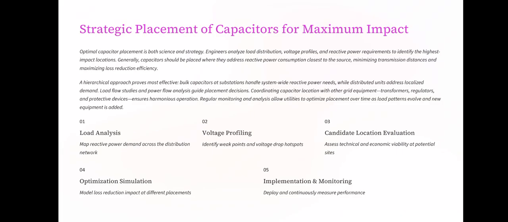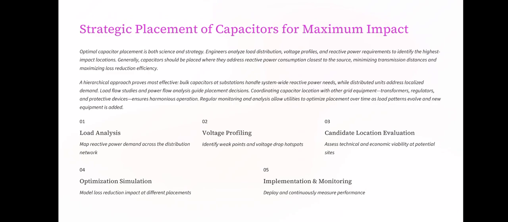Strategic placement of capacitors for maximum impact. Optimal capacitor placement is both science and strategy. Engineers analyze load distribution, voltage profiles, and reactive power requirements to identify the highest impact locations. Generally, capacitors should be placed where they address reactive power consumption closest to the source, minimizing transmission distance and maximizing losses reduction efficiency.